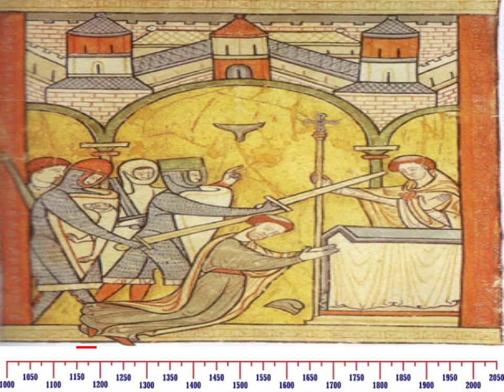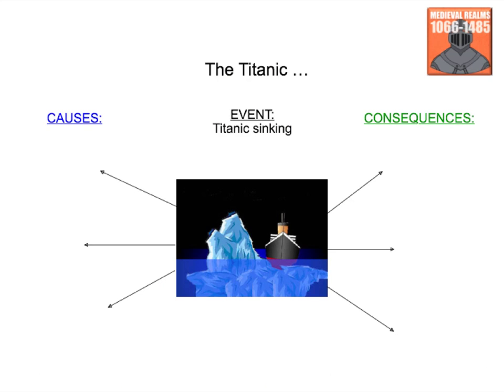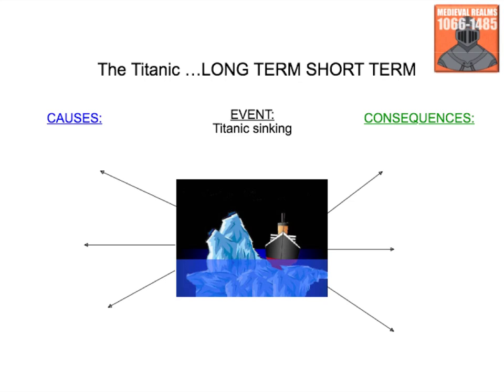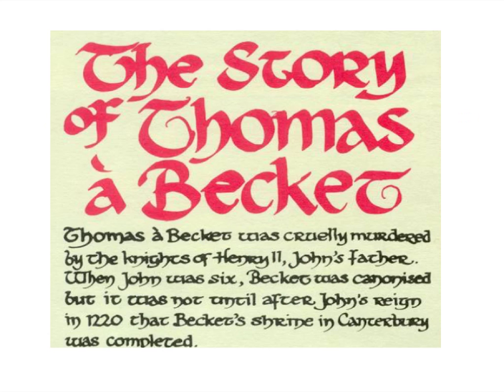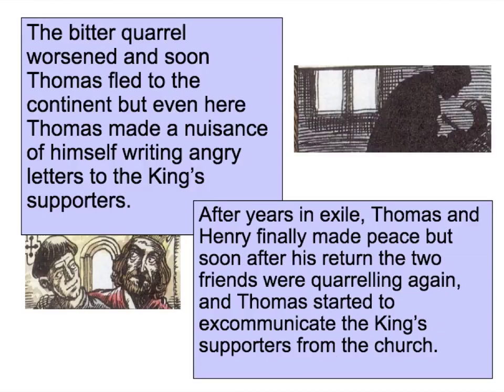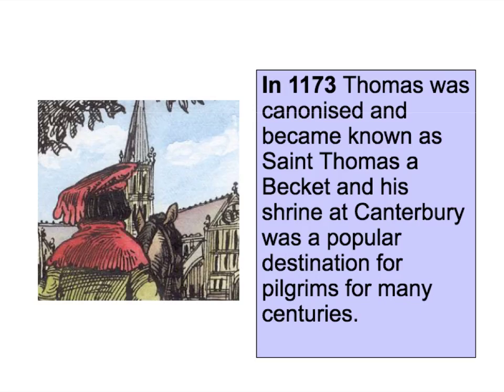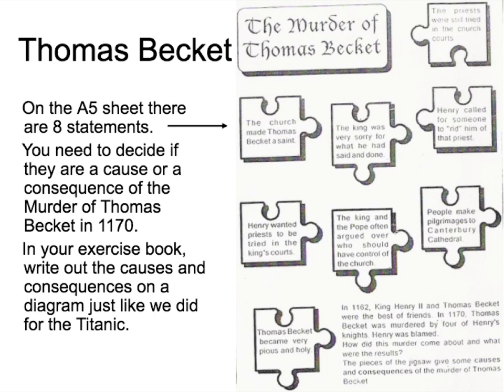So there's our murder, and what we want to do is be thinking in terms of causes and consequences. So if we revisit the Titanic, what were the causes, what were the consequences? But in the light of this, can we then contemplate which were the long-term causes and which were the short-term causes, and then consequently with the consequences as well. So applying the idea of chronology to cause, and then we have the relation between Thomas and the King, how it sours.